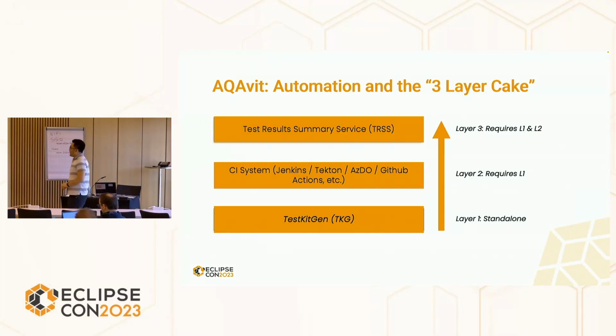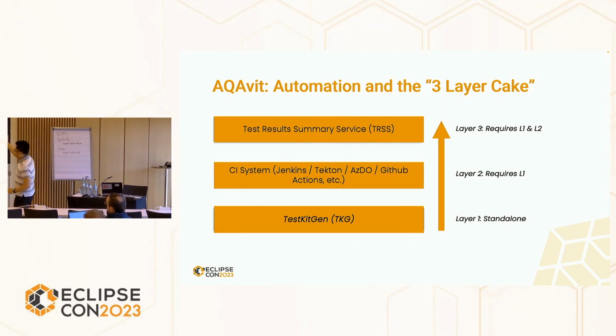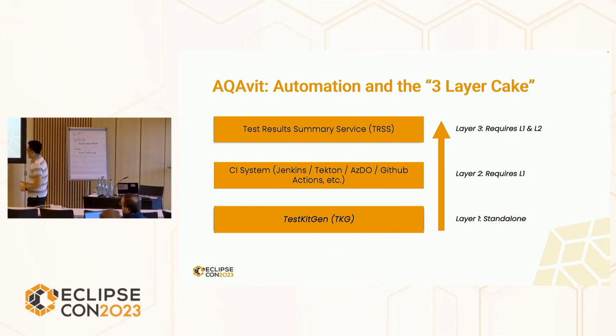So if we look more into the details of the layers of our AQAvit, we have 3 layers. The base layer is Test Kit Gen, TKG. It can be used both together with other layers or just used locally.